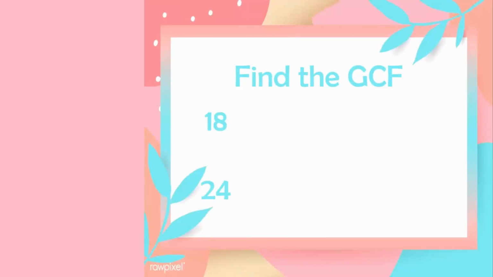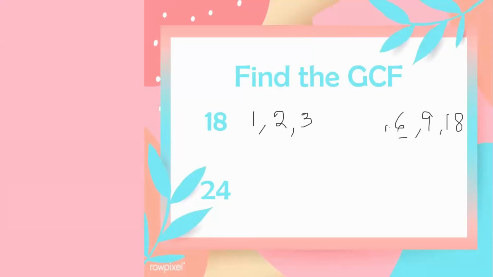In the listing method, we list all the different factors first of 18. Let's start with 1, which is partnered with 18. Next we have 2, and the other factor is 9, because 9 times 2 is 18. Can it be divided by 3? Yes, and the other factor is 6. Can we divide it by 4? No. By 5? No. So the factors of 18 are 1, 2, 3, 6, 9, and 18.